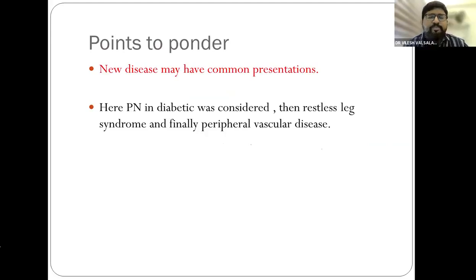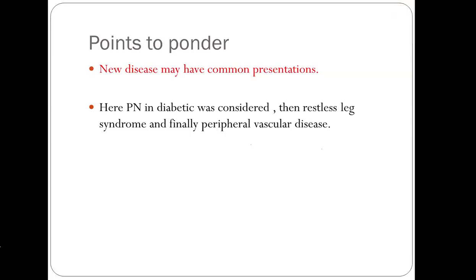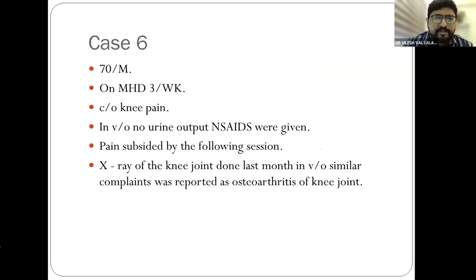So the point to ponder here is that every time there can be a common presentation, but the disease may be different. Here, the patient initially was diagnosed with peripheral neuropathy, which is also true in a diabetic. Then the neurologist diagnosed the patient with restless leg syndrome, which he was also having. And later on, when he complained of the same leg pain, finally, the third time, we found out that the patient was actually having peripheral vascular disease, which could be improved by doing an angioplasty.